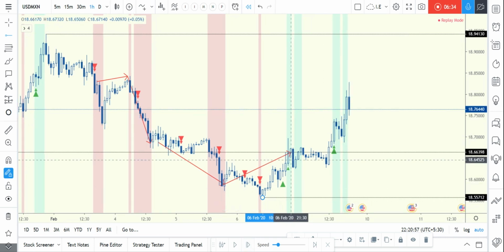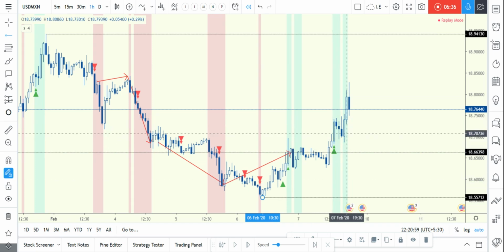You can enter here and you can also add some positions here, because this is again an entry candle for you. And even this entry candle has, I think, done its targets. So let's see.